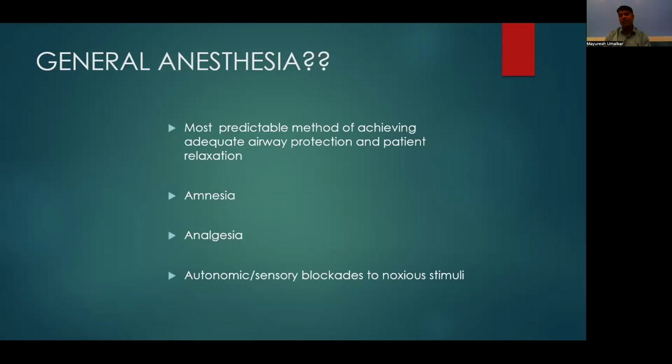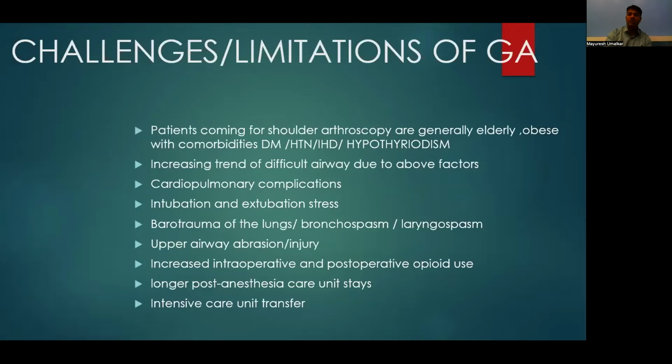Now, why is general anesthesia preferred? It is the most predictable method of achieving adequate airway protection and patient relaxation. We get amnesia, analgesia, and autonomic and sensory blockade to noxious stimuli. But what are the challenges or limitations of general anesthesia? Patients coming for shoulder arthroscopy are generally elderly and obese with comorbidities such as diabetes, hypertension, IHD, hypothyroidism. Because of these factors, there is an increasing trend of difficult airway.